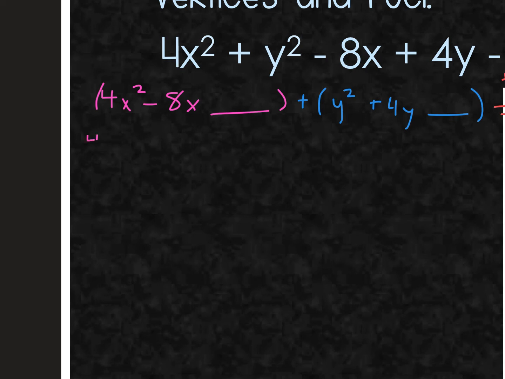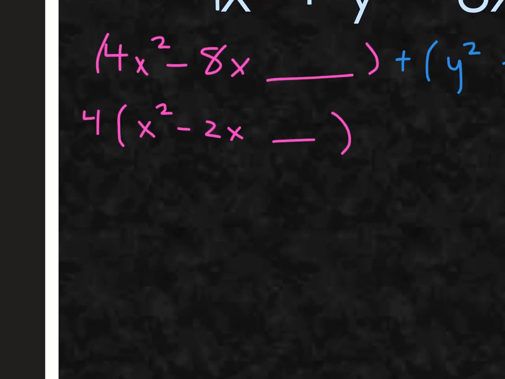Divide the 4. So x squared minus 2x. Still need that space for what helps me complete the square. What am I going to put in here to complete the square? Are you going to put the new number or 8? The new number, this one.